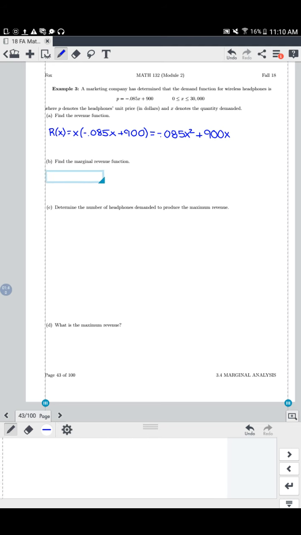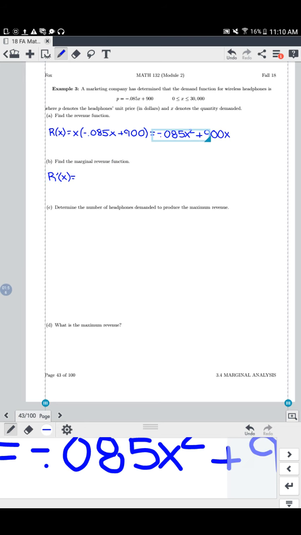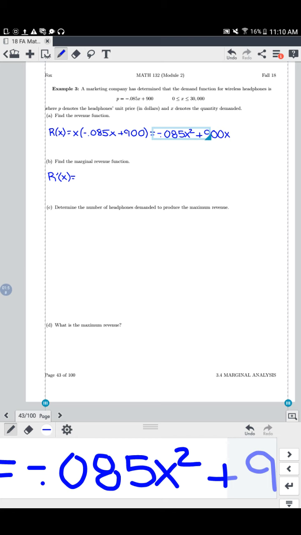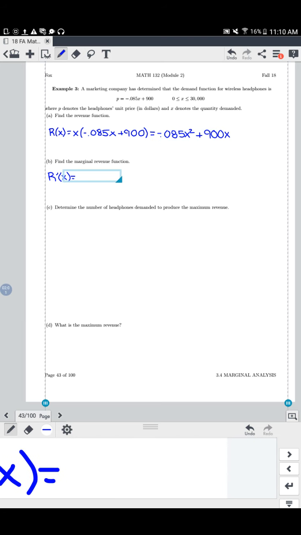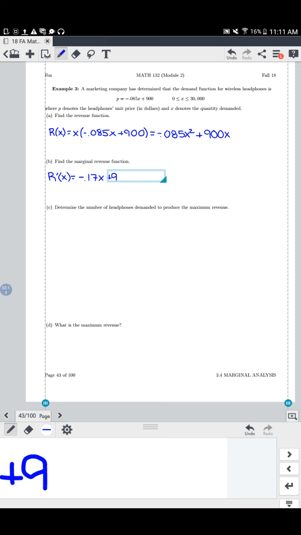The next part says find the marginal revenue. So the formula for revenue is X times P, and marginal always means take the derivative. There's no formula here. We just need to take the derivative of R, because the derivative of revenue will be marginal revenue. So we're going to take the derivative by bringing down our power. Negative 0.085 times our power of 2 is going to give us negative 0.17, and then we'll have X to the first, or just an X. And then the derivative of 900X will be 900. So there's our marginal revenue.